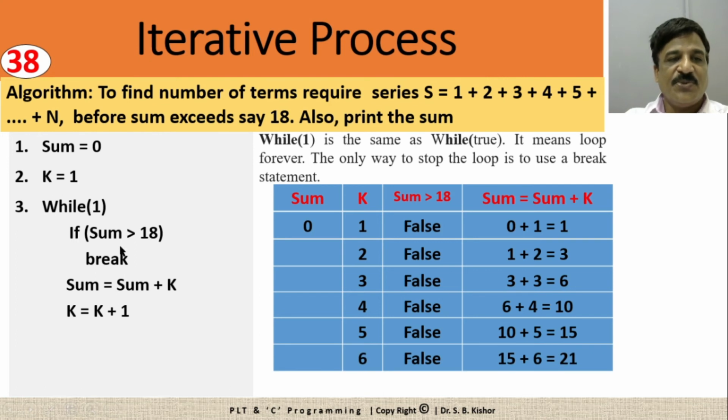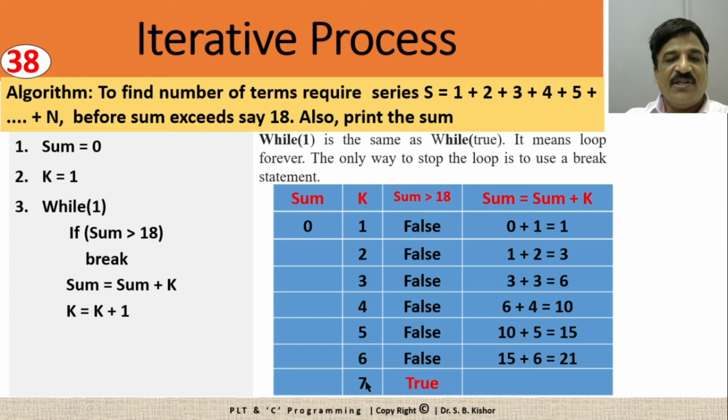While 1, condition is true. What is the value of sum? 15. Is 15 greater than 18? No. So again perform the sum. 15 plus 6 is what? 21. And now this is an important step. Now increment the value of k by 1, so it becomes 7. While 1, condition is true. Now inside the loop, check: what is the value of sum? 21. Is 21 greater than 18? Yes. Condition is true. So break.